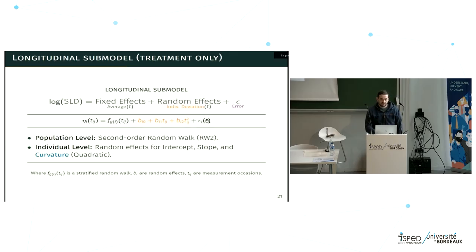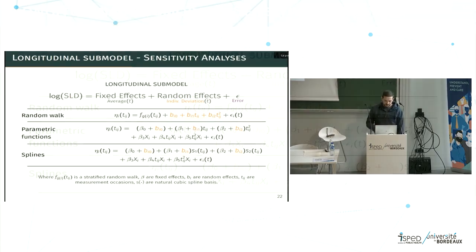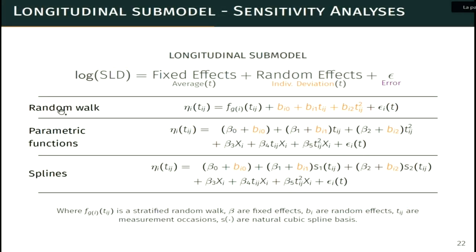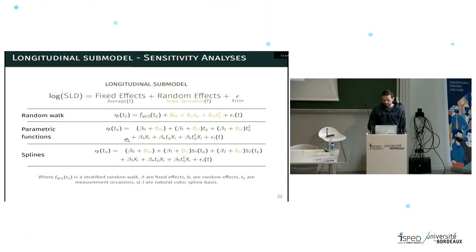Because the random walk is quite new and not many people know about it, even if it's quite an old thing, I also propose some sensitivity analysis with more familiar approaches. Parametric functions, where we just have fixed effects for everything: fixed intercept, fixed linear slope, fixed quadratic slope, and then the same for the other treatment arm. That's more classic. And the splines, I'm using natural cubic splines with 2 bases. That's, again, enough to capture the trajectory we expect. And those are just to confirm whether our random walk is doing well or not.